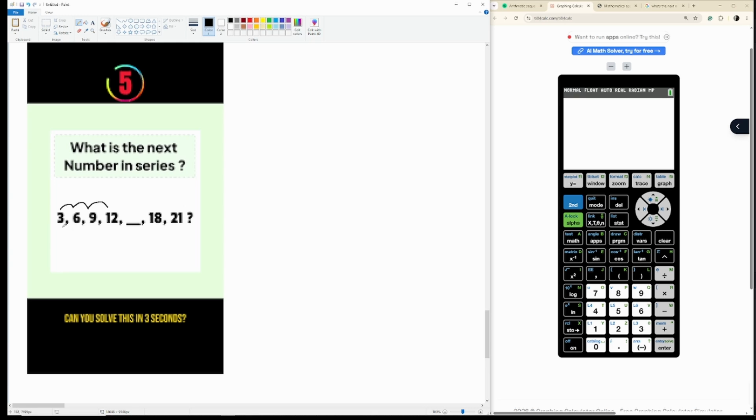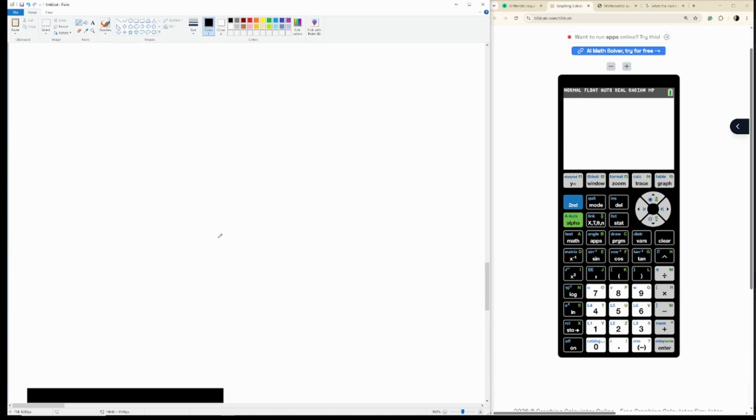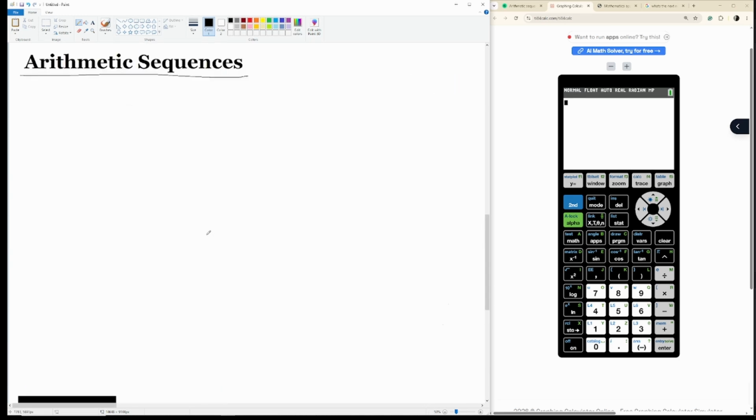So I think you have figured out how to do it, and you have understood that it jumps by 3 each time. And you understand that here goes 15, because 15 plus 3 is 18 and plus 3 is 21. That's exactly what an arithmetic sequence is.